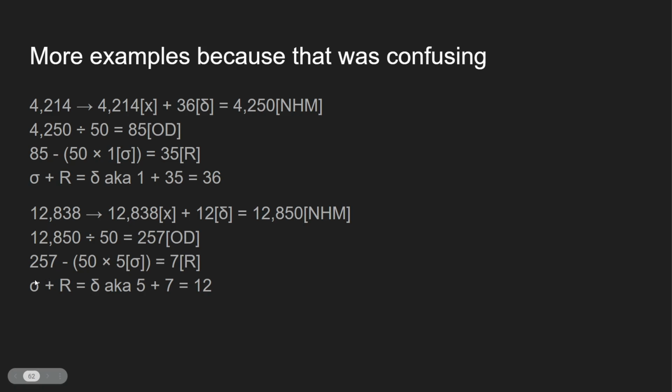So sigma plus r equals delta, right? 5, which is our sigma, plus 7, which is our remainder, equals 12, and indeed 12 is the delta. Really, really cool. When I found this out, when I created this method, because I created this method, by the way, I was super hype. I was like, oh my god, this is super cool.